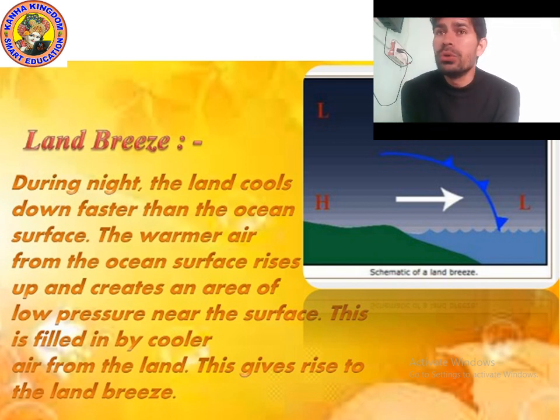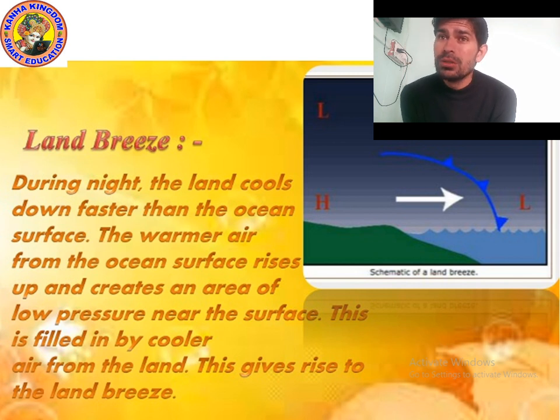Yes. So during the night, you might have seen in Rajasthan, what happens during the night? If you walk on the soil, you will feel the soil very cool. Why? Because during the night, land cools down faster than the ocean surface. Means the ocean does not cool down as quickly.